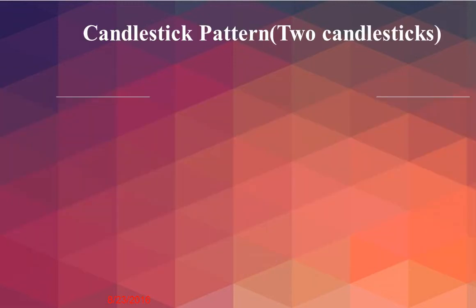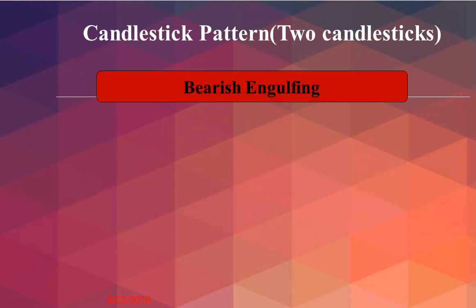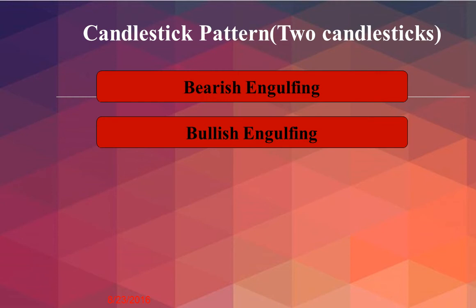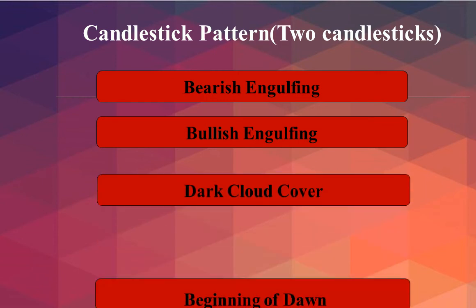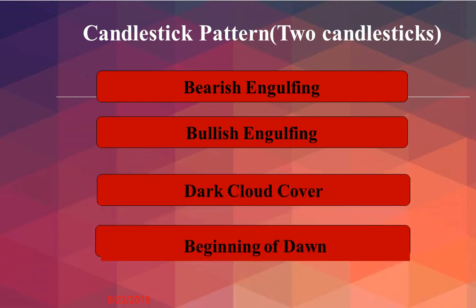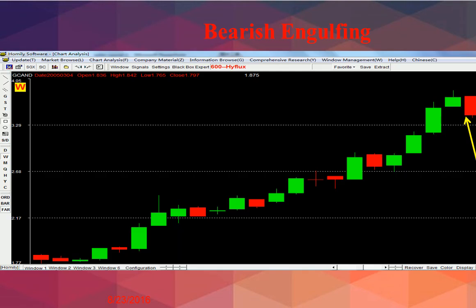Then let's see the candlestick patterns for two candlesticks. First is bearish engulfing, bullish engulfing, dark cloud cover, and the beginning of dawn. Today we learn the two-candlestick patterns. Then later we will learn the three-candlestick patterns. Okay. The first one is the bearish engulfing.